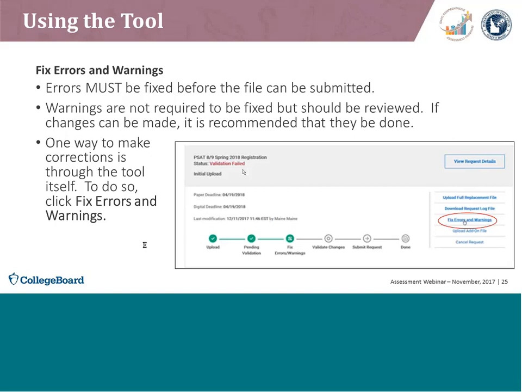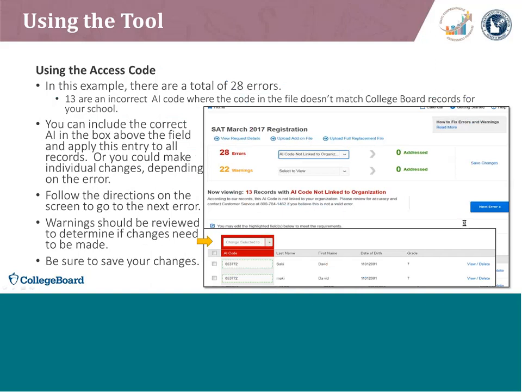So the first way to fix items that we're going to look at is fixing them using the tool itself. So I'm going to click on Fix Errors and Warnings. In this example, when I look at that, I am seeing that my validation fails. I have 28 errors in my file, and I have 22 warnings. So in order to submit my file, I have to fix all 28 of these errors.